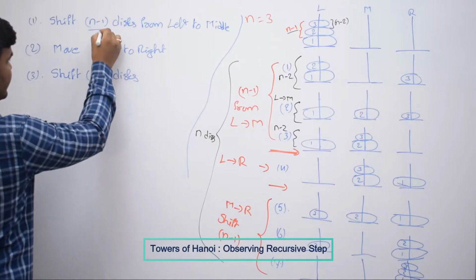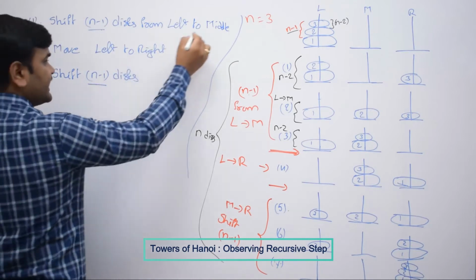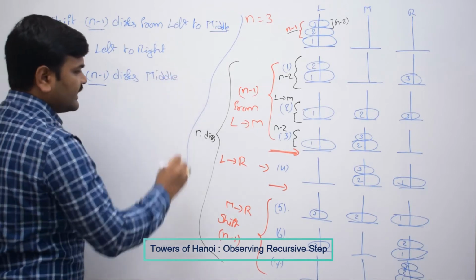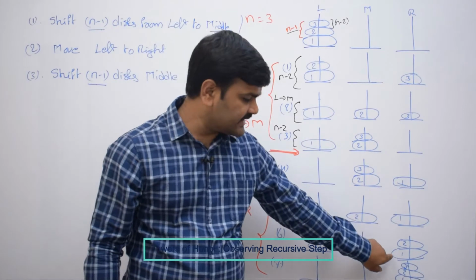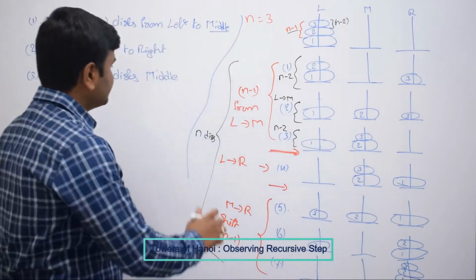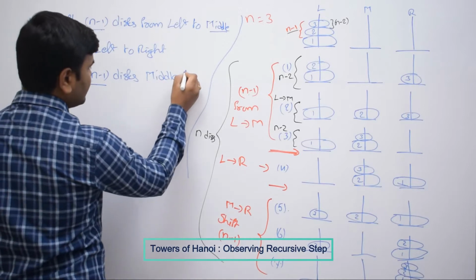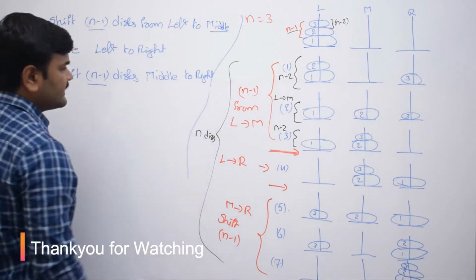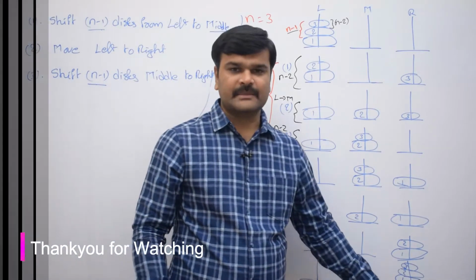These n minus 1 disks, these only, exist at the middle tower. That means now the source is the middle tower, and from here to the right tower we have to shift. So that is what we are doing: shift n minus 1 disks from middle to right tower. Okay. So with that we completed the game.